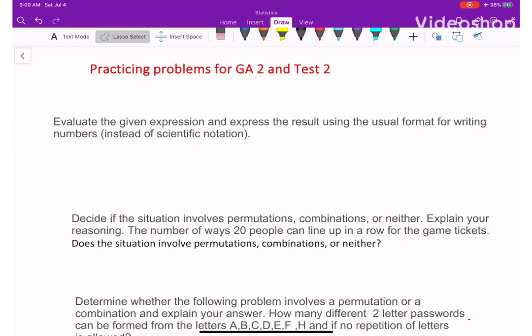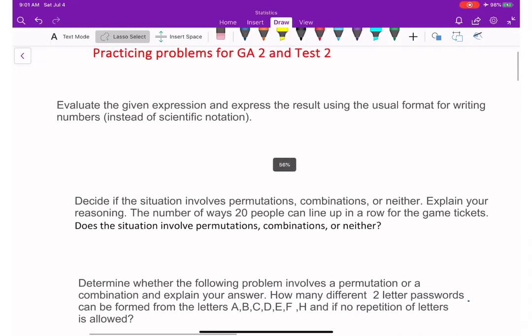I'm going to go over practicing problems that help you to do well on your group activity 2 and test 2. I didn't create practicing problem for group activity 1 and test 1 because I thought it was very easy. Okay, but it could be my opinion only. But for week 2, 3, and week 4, I will do practicing problem for sure.